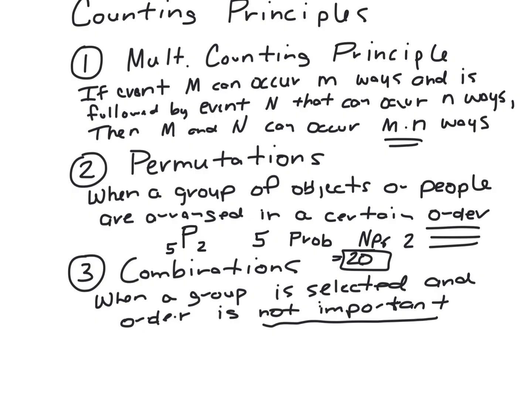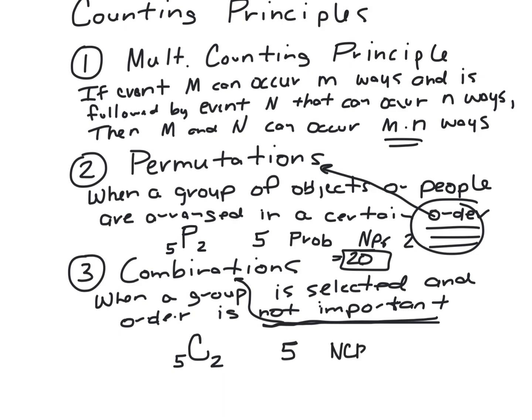The third principle we're going to talk about is combinations, and this is when a group is selected and order is not important. So if order is important, it's permutation. If order is not important, it is combination. And similar to permutations, we would do combination 5 choose 2. We're going to put a 5 in the calculator. We're going to go to probability and get our NCR button and plug in the 2. And this should give you a total of 10.